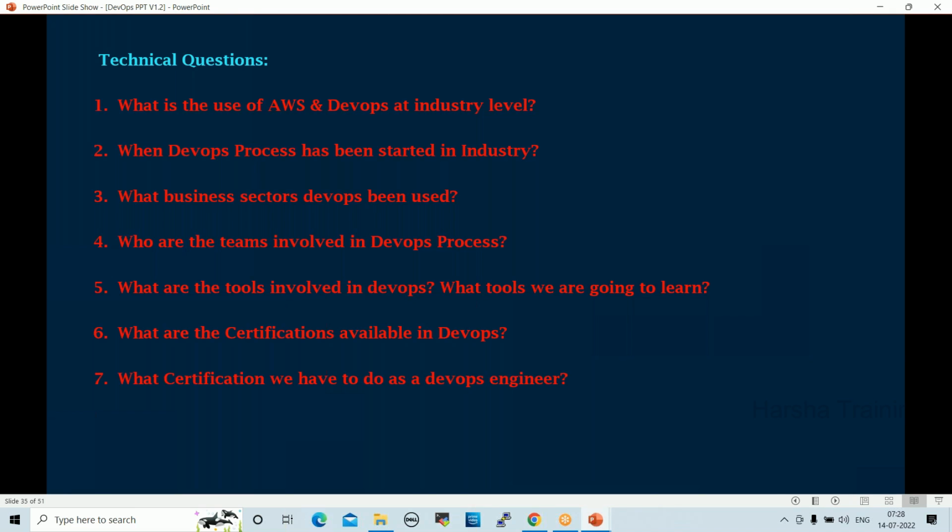Next one, what certification do we have to do as a DevOps engineer? We already discussed this. As a DevOps engineer, if you want to write a cloud certification in these three platforms, you can write only one paper, right? So for DevOps, you can write Kubernetes or Docker, Terraform or Jenkins, whatever, right?